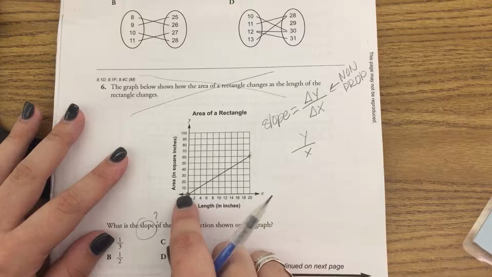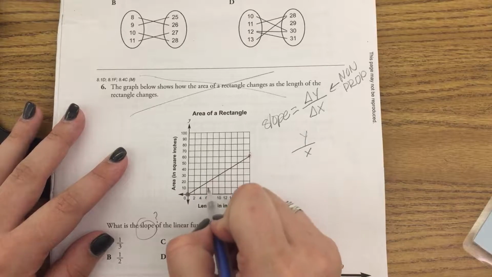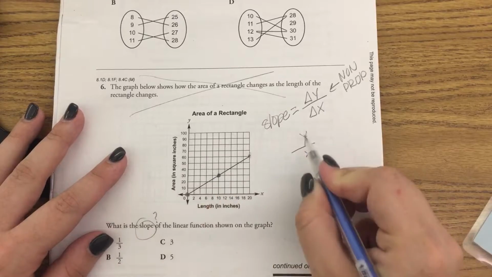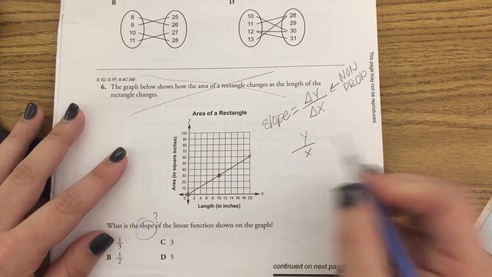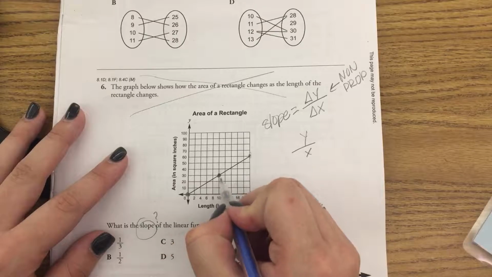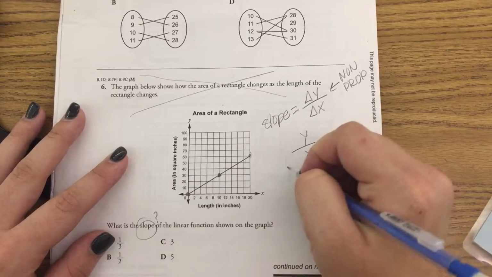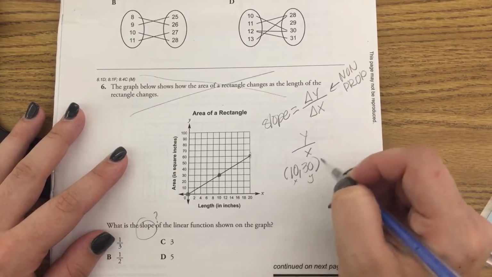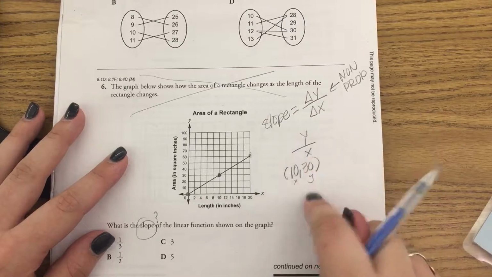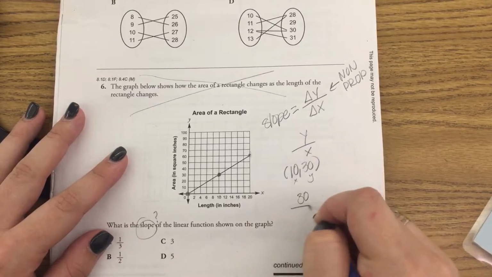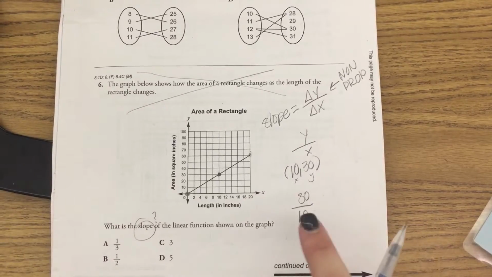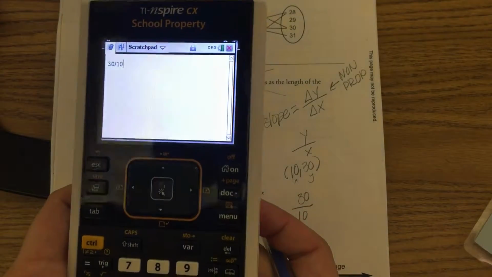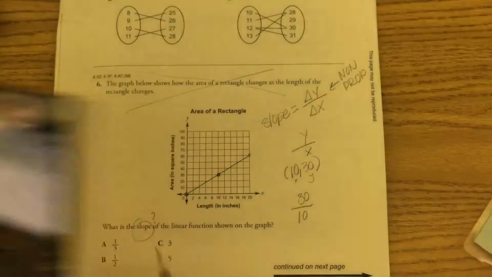I'm going to go and find a really good point on my graph. This one looks really good. And I'm going to do y over x to find my slope. This point is 10, 30 in ordered pair form. This is my x, this is my y. I'm just going to do y over x, so I'm going to take 30, put it on top, 10 goes on bottom. You could reduce this in your head, or you can type it into your calculator. 30 divided by 10, it's going to simplify to 3.